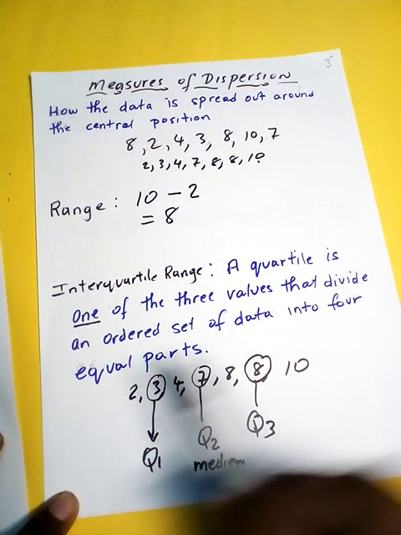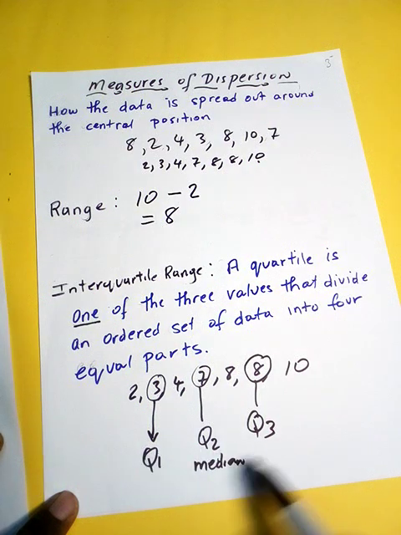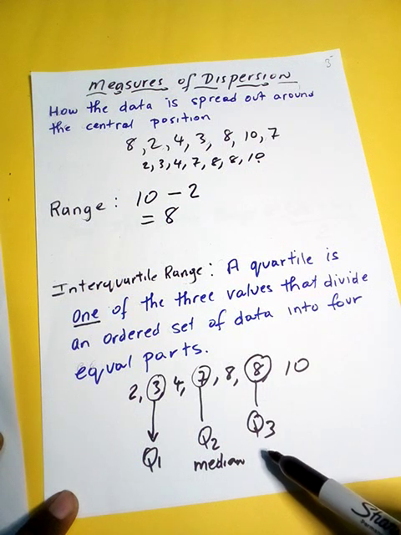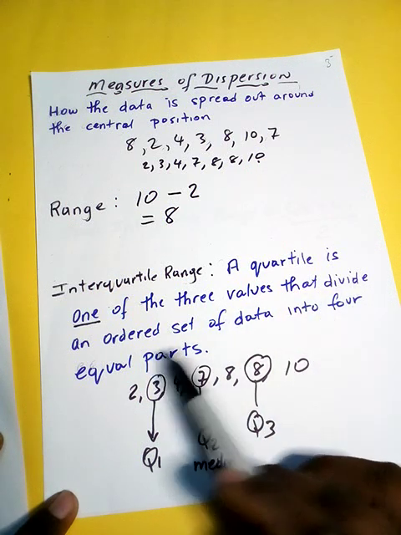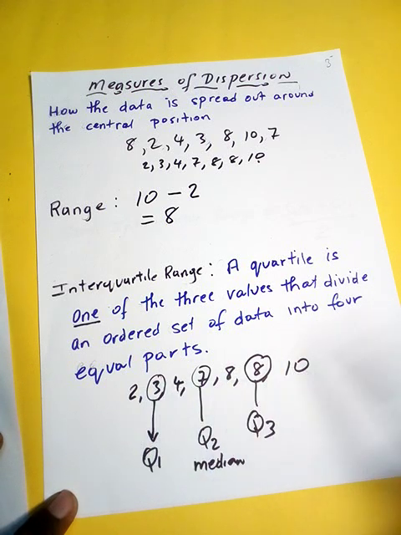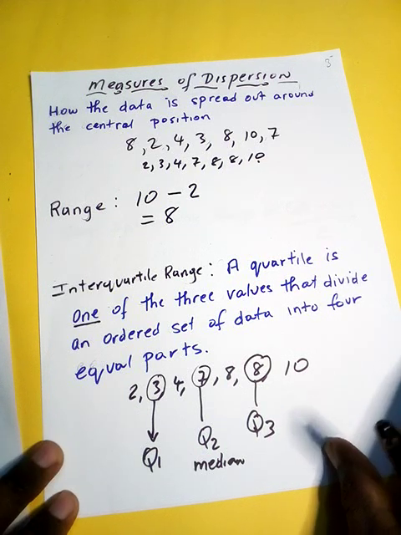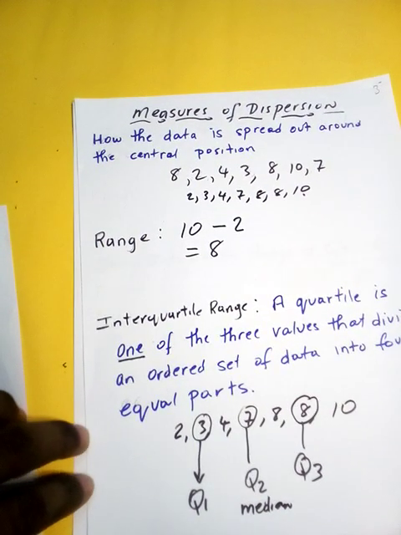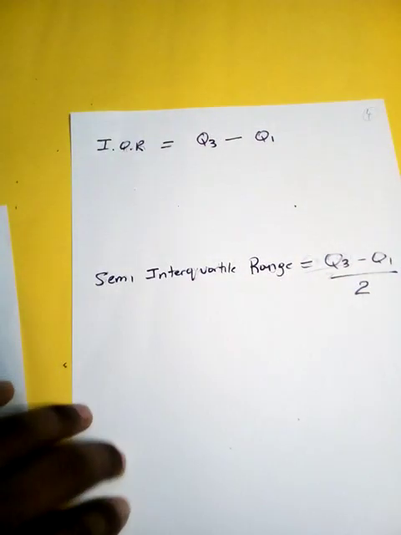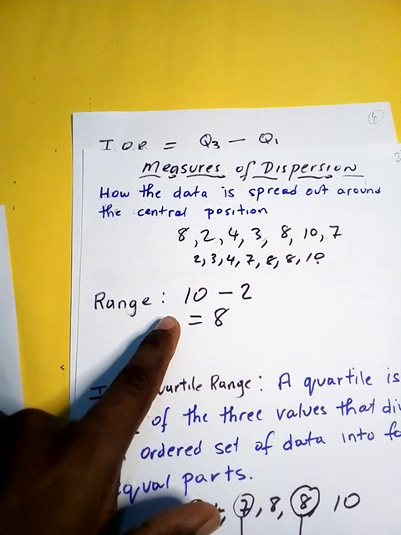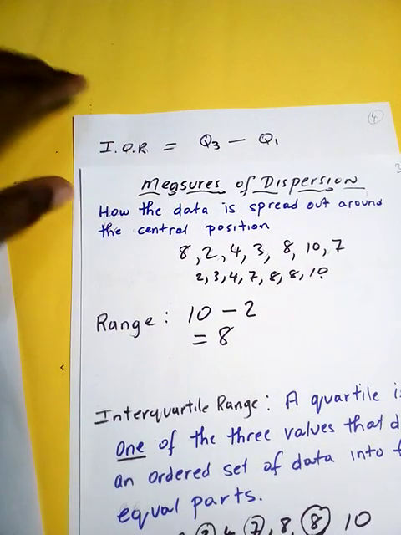So a quartile is one of the three values. These are the three values: Q2, the median; the lower quartile, Q1; and the upper quartile, Q3. One of the three values that divide the ordered set of data into 4 equal parts: 1, 2, 3, 4 equal parts. Okay? Now from finding Q1, Q2, and Q3 of the raw data set, they might ask to find the interquartile range. So the range is found by just subtracting smallest from the largest, but they might ask to find the IQR, the interquartile range.